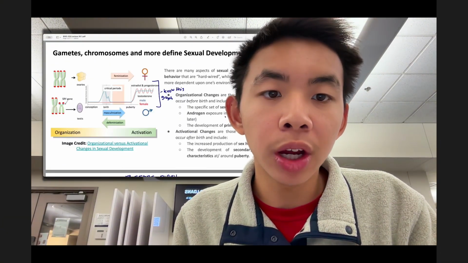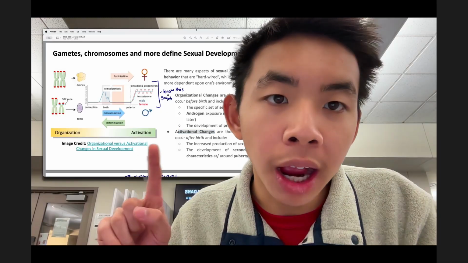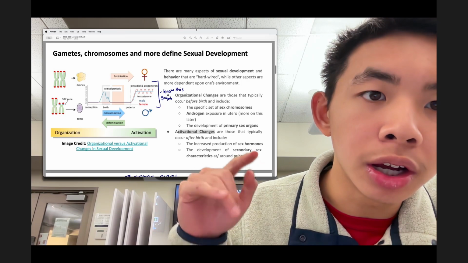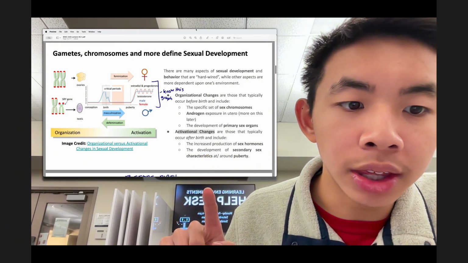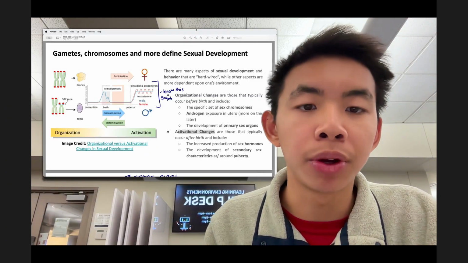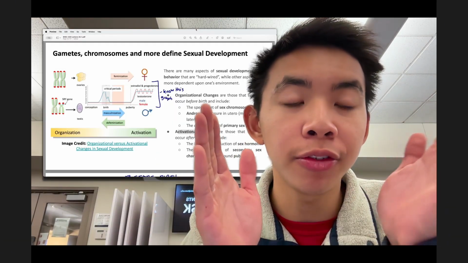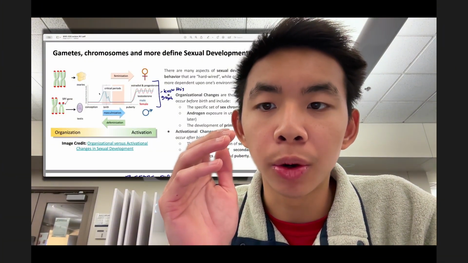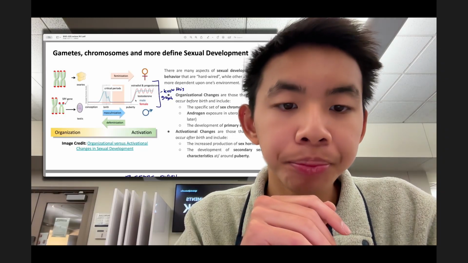So what's cool right now is that after birth, these are activational changes. So these typically happen after birth, and they include production of sex hormones and then the development of secondary sex characteristics at around puberty. So when I'm talking about activational changes, I'm thinking about puberty. So these happen a long time after for humans. So think of puberty age. The organizational change happens at birth, and then puberty happens. So these happen after birth.